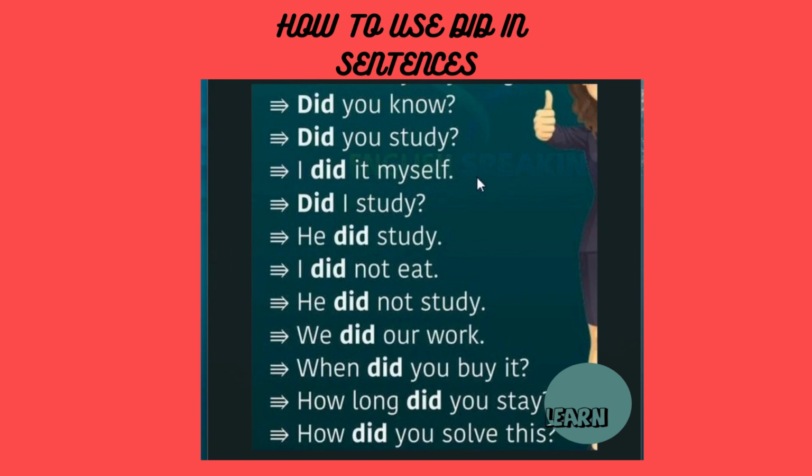And next one, I did it myself. I did it myself on your own. You did something. That is where we use it. You didn't take anyone's help, on your own. Like sometimes we also do on our own. Myself means you didn't get anyone's help and you did it on your own. That is what it means. I did it myself. This action happened in the past. Finished.